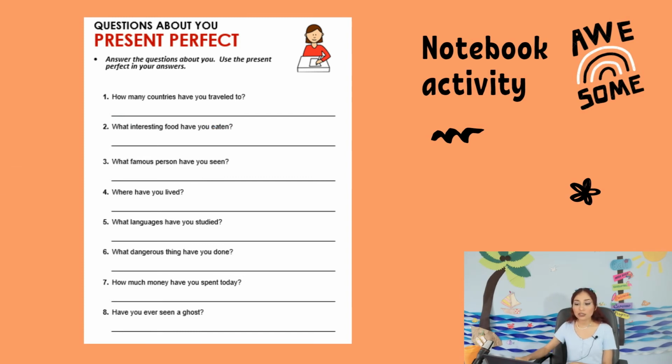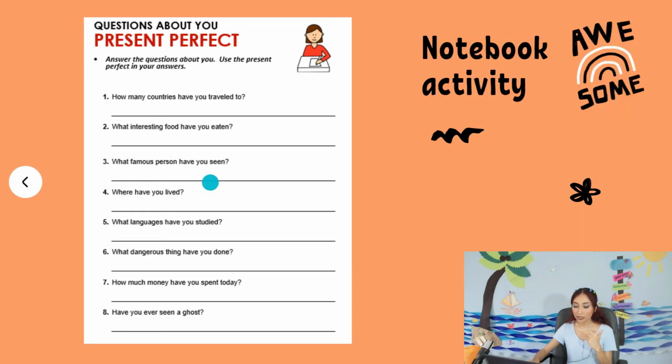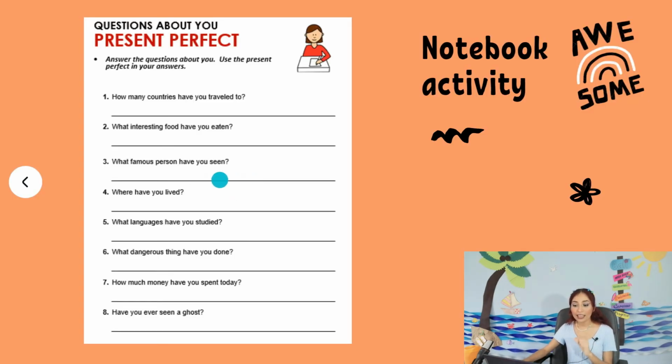Number 2, what interesting food have you eaten? I have eaten different kinds of seafood. Number 3, what famous people have you seen? I haven't seen any famous people. So if you want to make a negative sentence, for example saying you have never traveled to any country or never lived in another place, you're going to write a negative sentence. For example, what famous people have you seen? I haven't or I have not seen any famous person.